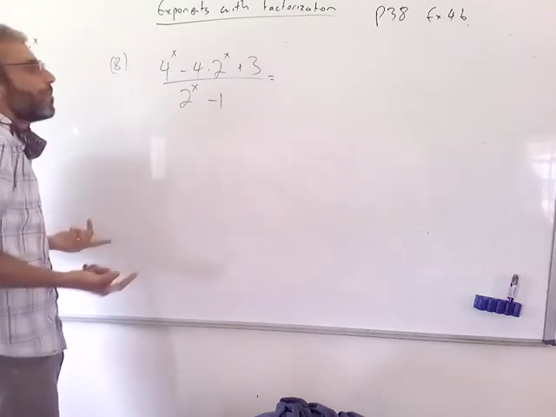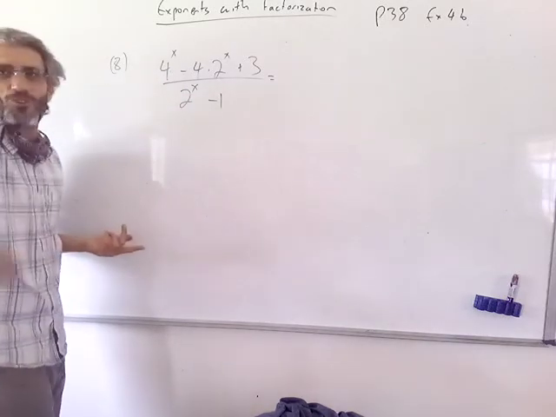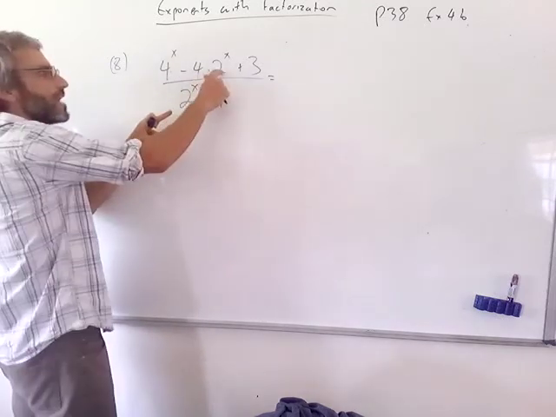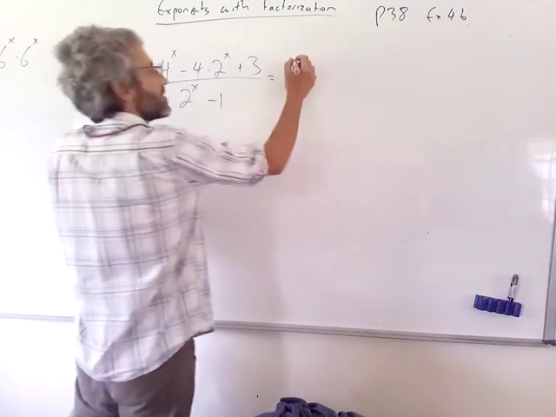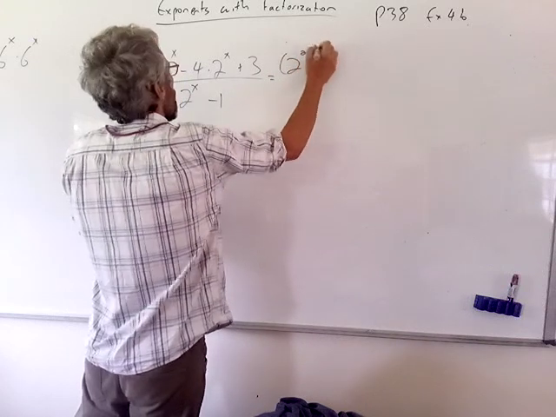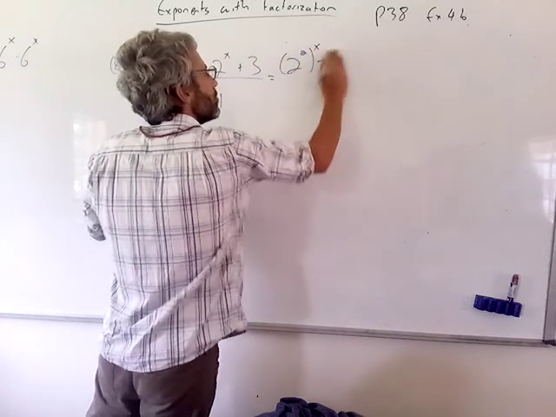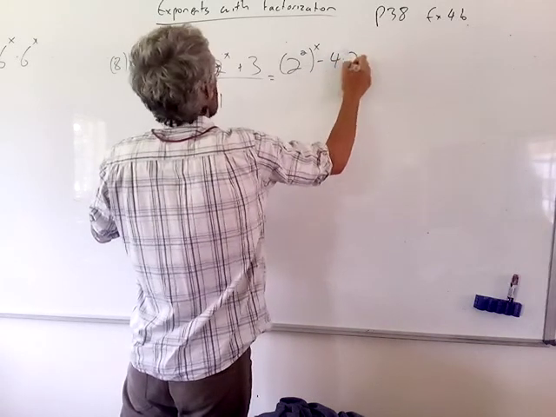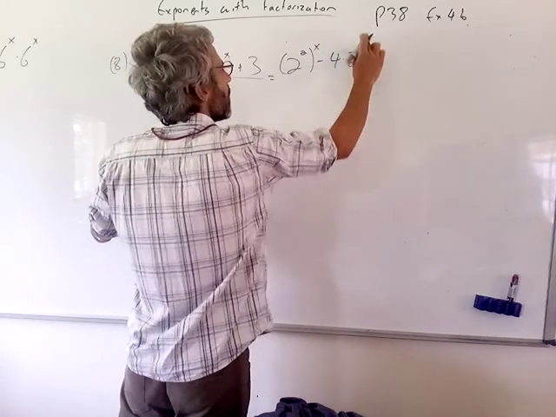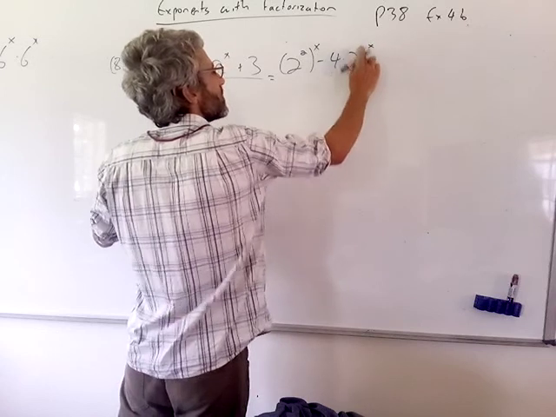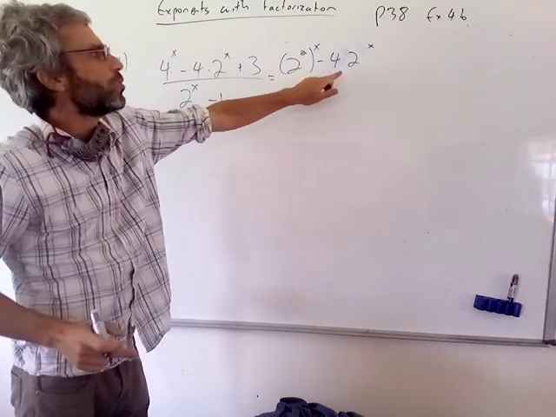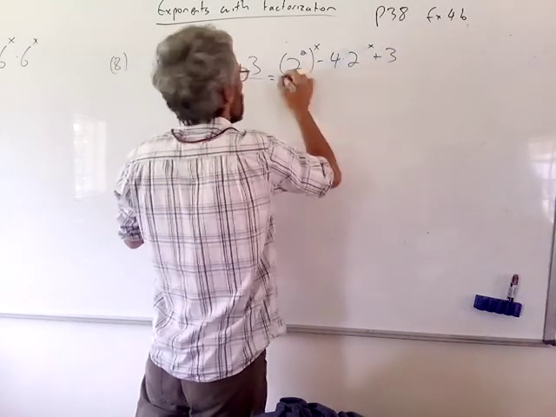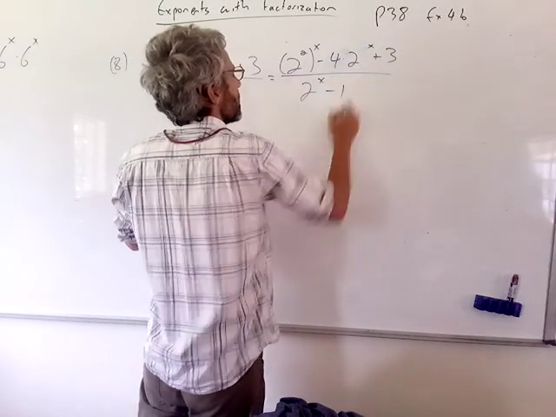What would you do with this 4 power x? Don't run away. 2 squared, this you can do. You want all the bases the same: base 2, base 2. So it's going to be 2 squared power x minus 4. I would keep it as a 4, you'll see why in a second, because I want everything to do with 2 power x, so I don't want to mess with the 2 power x. Plus 3 divided by 2 power x minus 1.